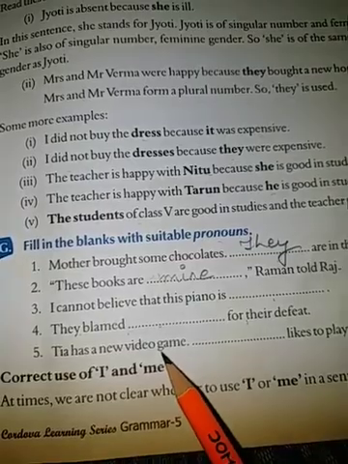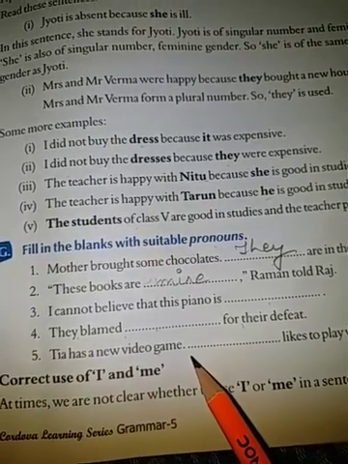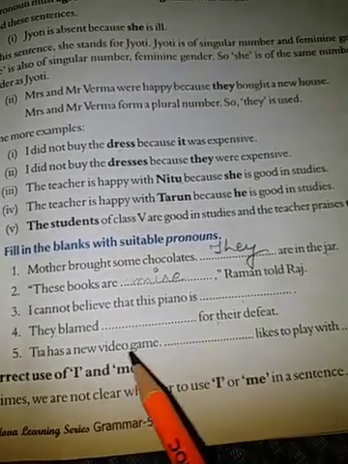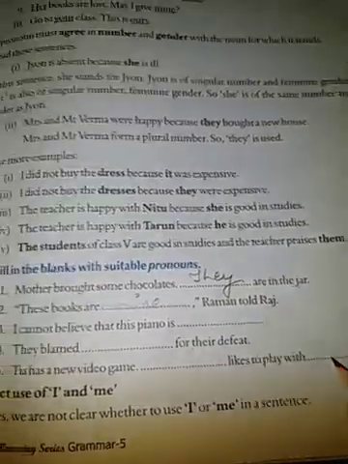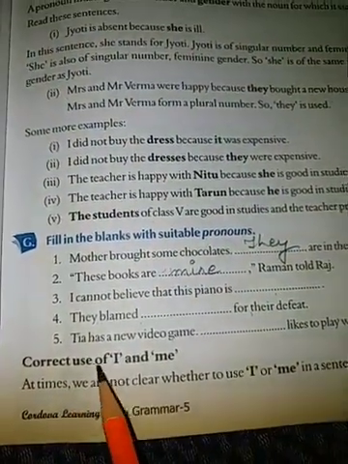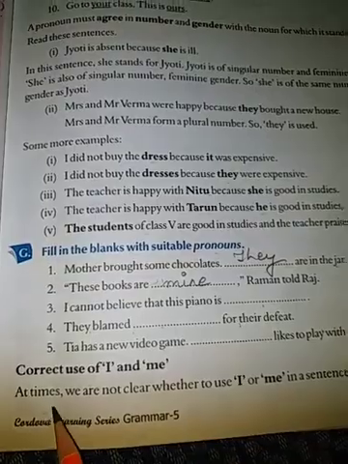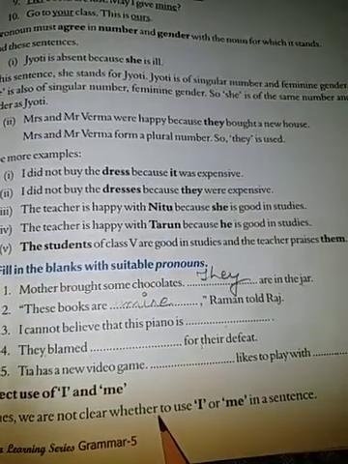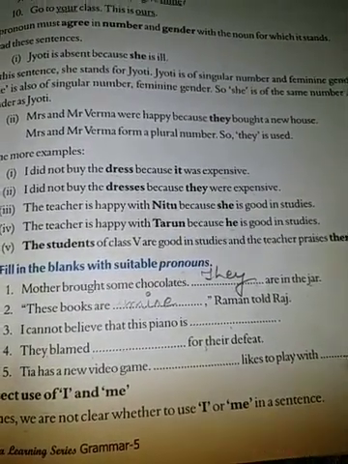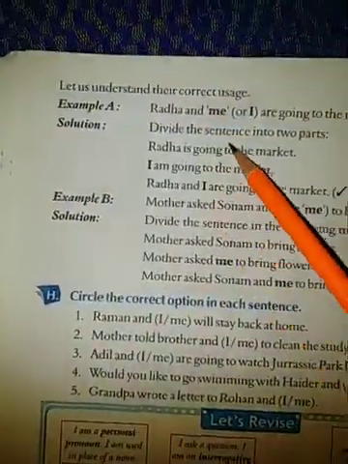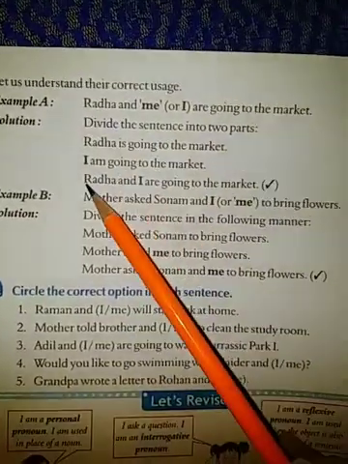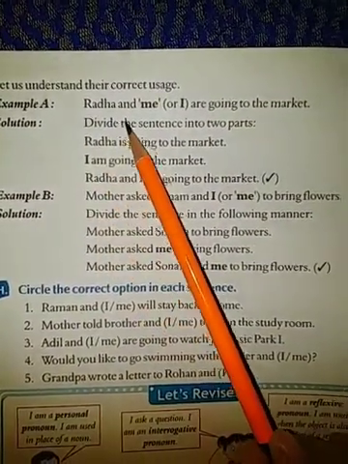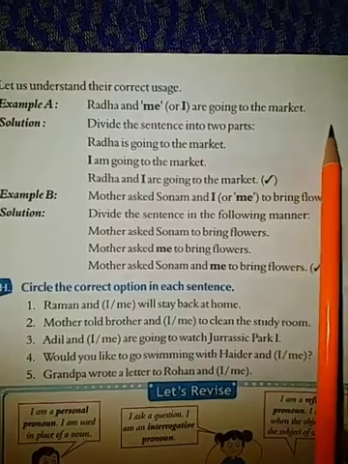Tia has a new video game. She likes to play it. It here. Now here we will find out the correct use of I and me. At times we are not clear whether to use I or me in the sentence. Let us understand their correct usage. Example A, Radha and me or I are going to the market.